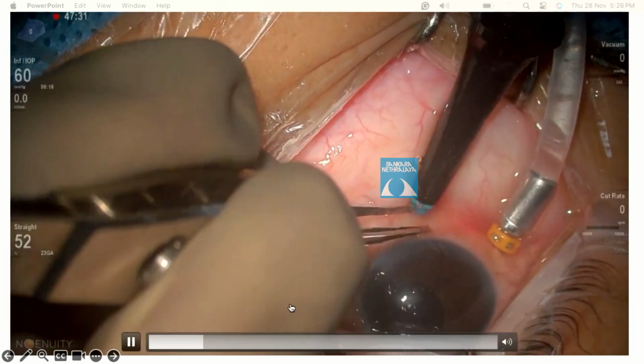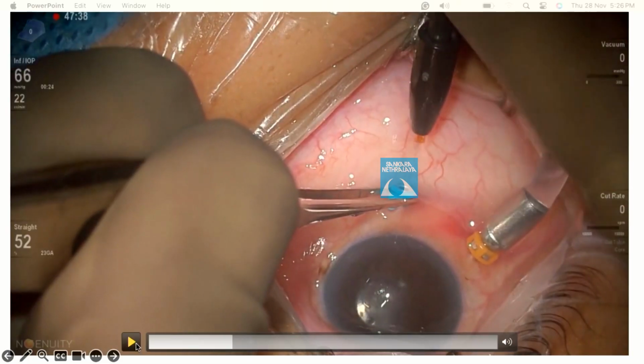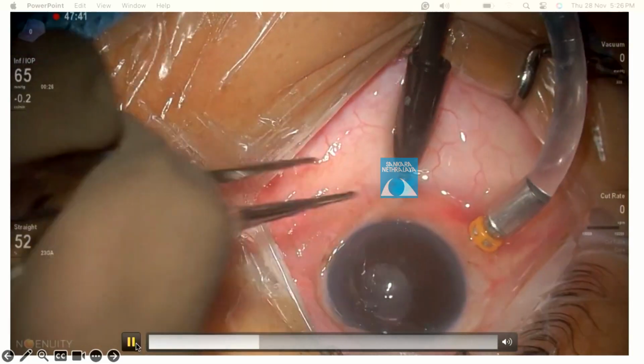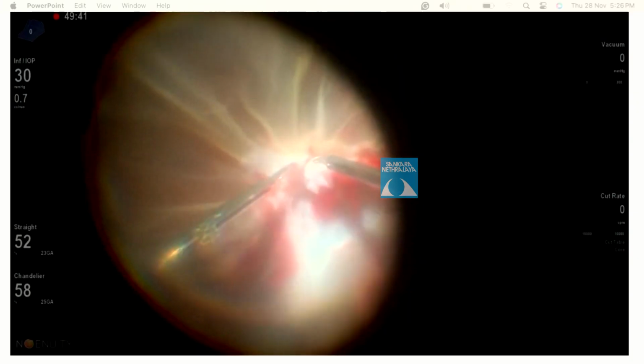So this video is showing that inferiorly a chandelier port is placed, and then bimanual surgery is carrying on using forceps and scissors.